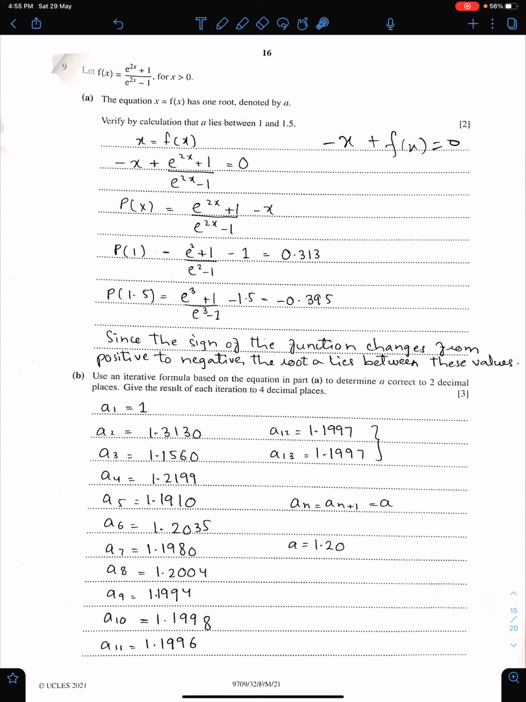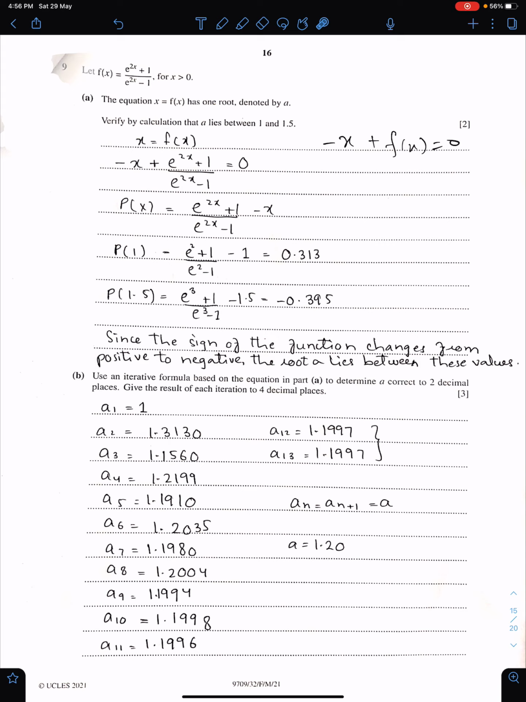Use an iterative formula based on the equation in part A to determine a correct to two decimal places and give the result of each iteration up to 4 decimal places. This is simple. You just need to use this as the iterative formula.